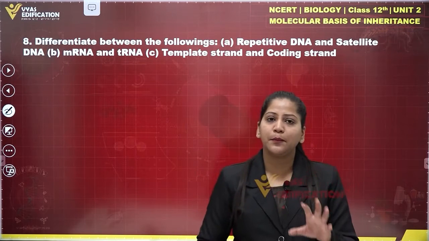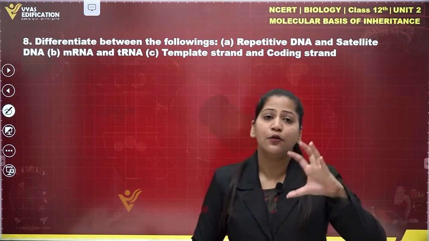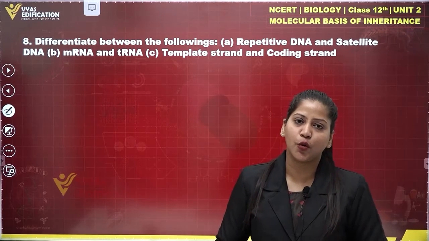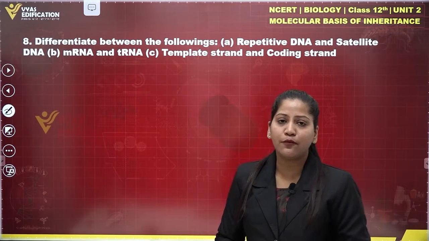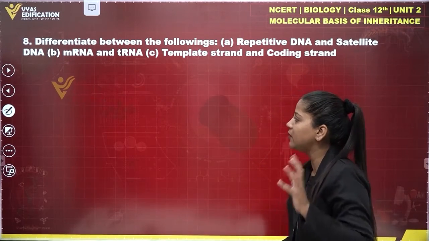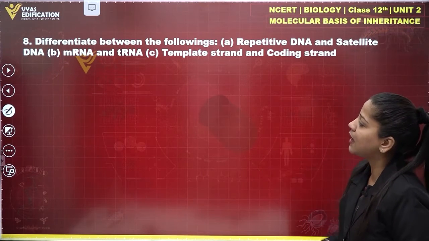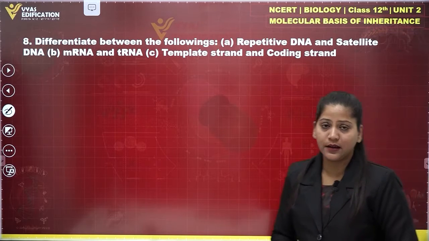Repetitive DNA is nothing but non-coding sequences present on DNA which are repeated several times in the genome of an individual. And satellite DNA is one among them which contains highly repeated units or highly repeated bases. Then come towards the differences between mRNA and tRNA.